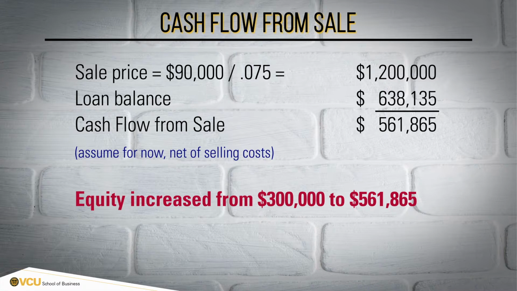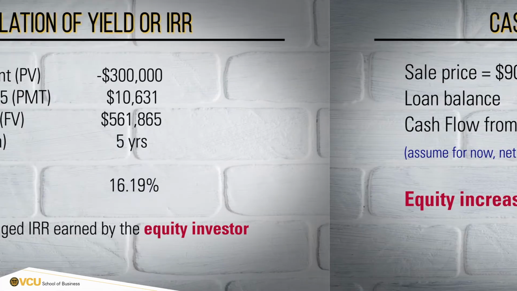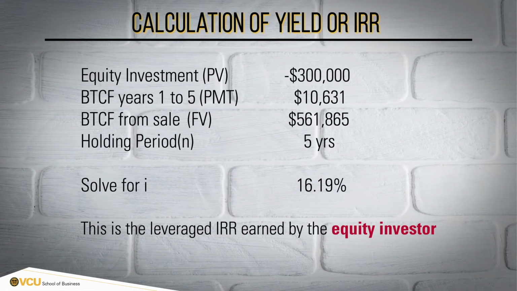As I get a little note here, assume for now that this is net of selling costs, so we haven't incorporated this yet. We will in a little bit. We'll add some more stuff. Sort of a one step at a time kind of thing. All right, so let's see what our return is, our yield or our IRR.